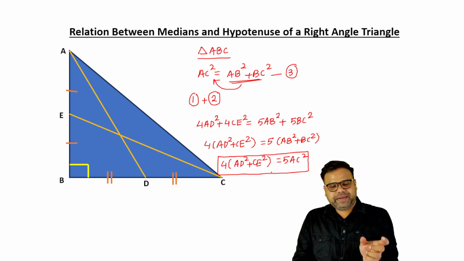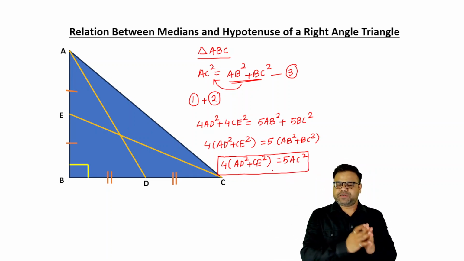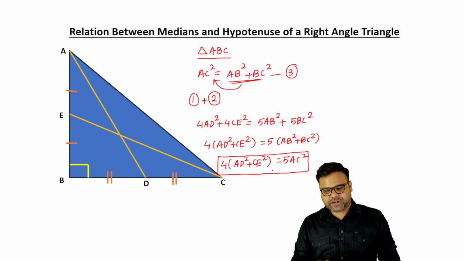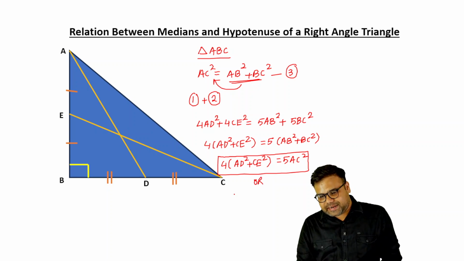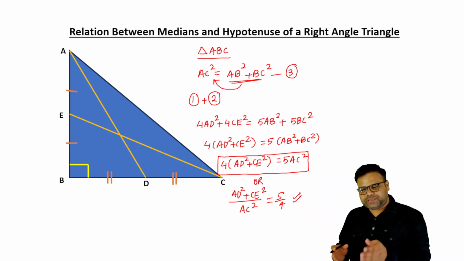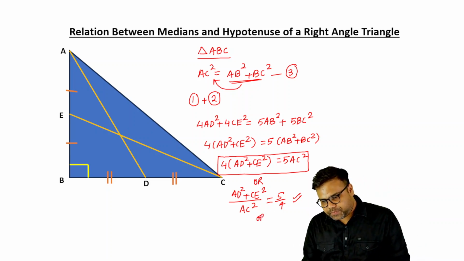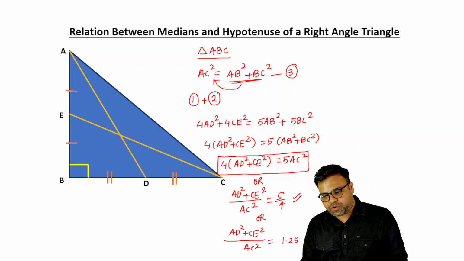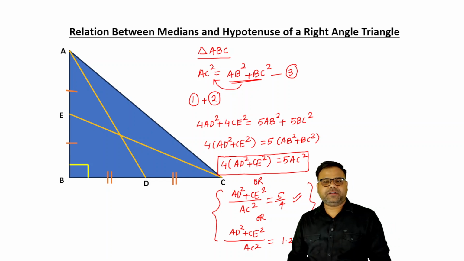What is the relation between medians and hypotenuse of a right angle triangle? 4 times the sum of squares of medians is equal to 5 times the hypotenuse square, right? 4 times AD square plus CE square is equal to 5 times AC square. Or we can write that AD square plus CE square upon AC square is equal to 5 upon 4. Examiner can give you this option also. Or AD square plus CE square upon AC square is equal to 1.25. So all the expressions should be known to you.